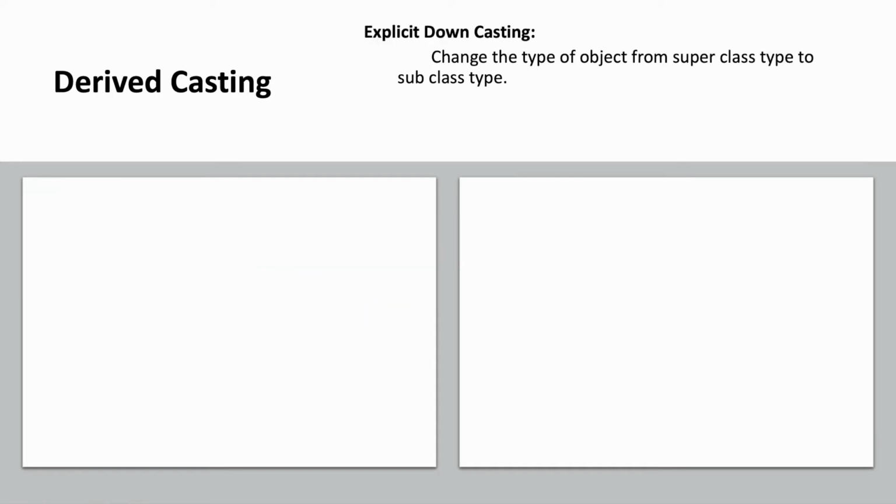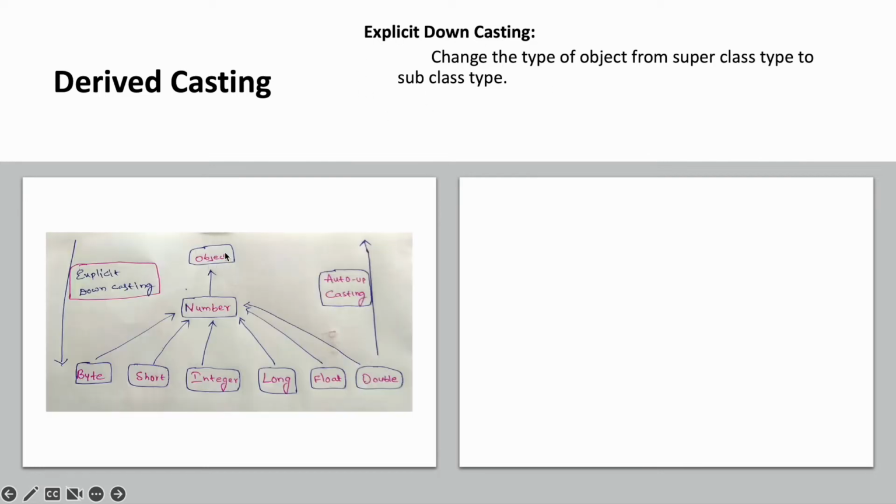The other type of derived casting is explicit downcasting. The process of converting an object from superclass type to subclass type is known as explicit downcasting. We are trying to convert a superclass object to its subclass. Let us see an example.